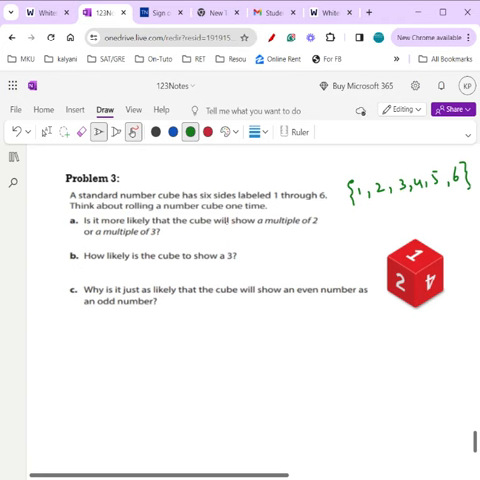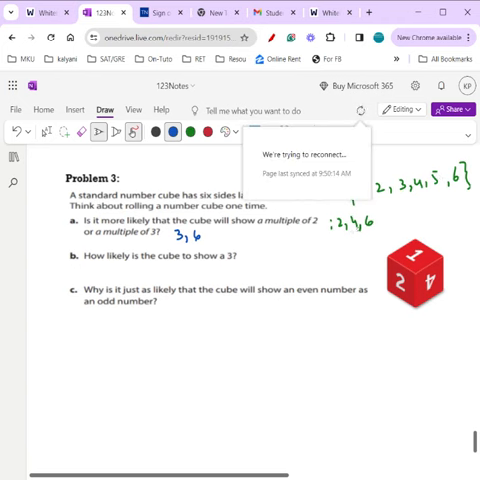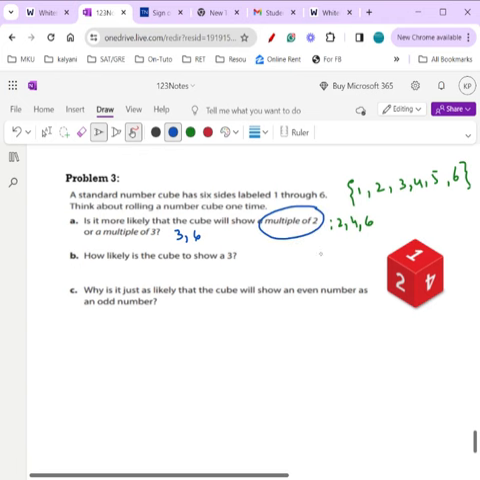Now what we're looking at: is it more likely that the cube will show a multiple of 2 or a multiple of 3? Multiple of 2 means 2, 2 times 2 is 4, 2 times 3 is 6, and these are multiples of 2. Multiples of 3 are 3, 3 times 2 is 6, 3 times 3 is 9, we don't have that. Now look at it, which one is more likely? You have more multiples of 2, so it's more likely to be a multiple of 2.